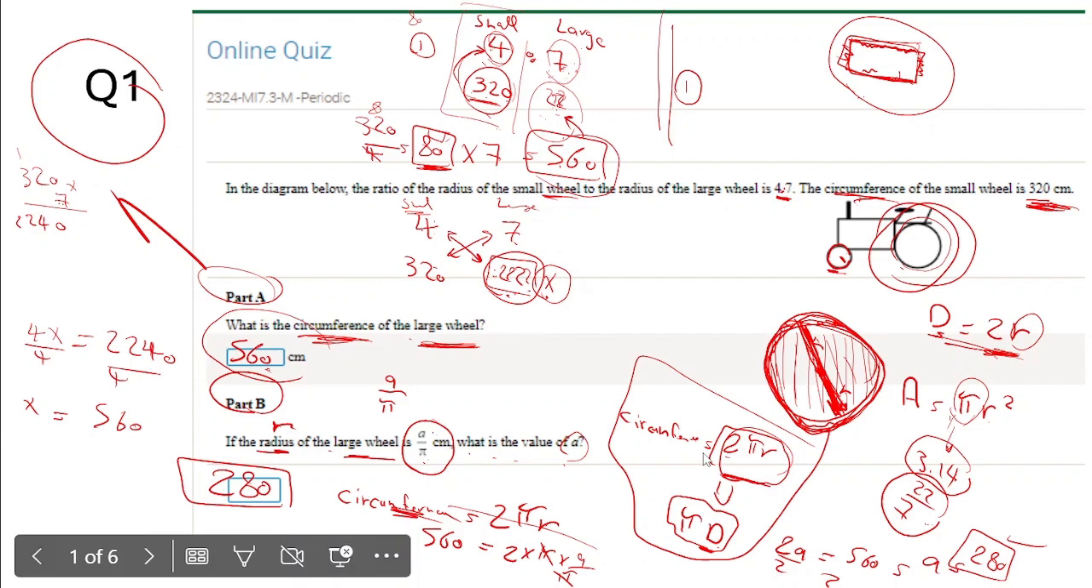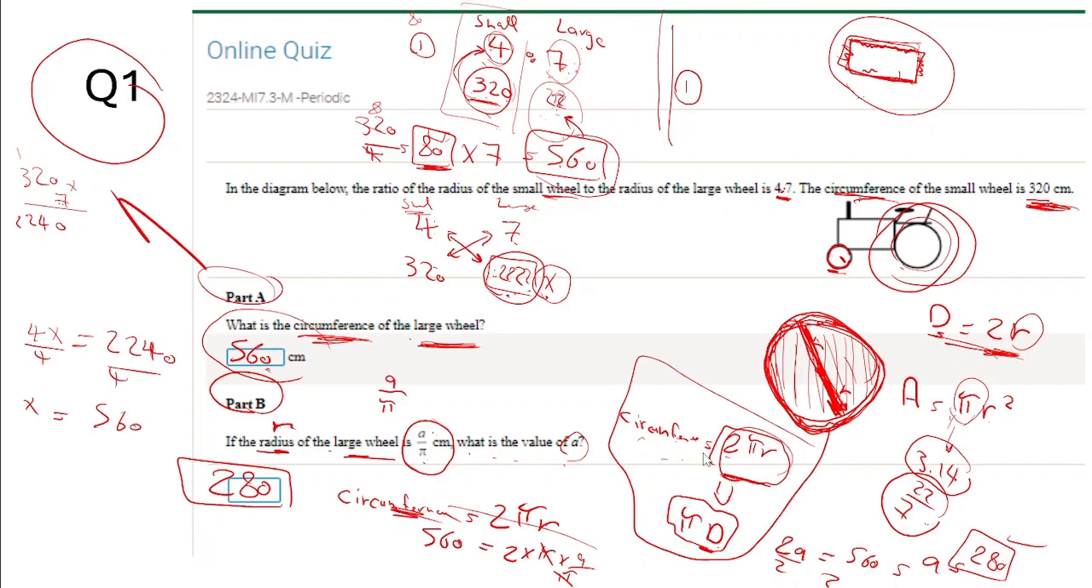Okay. If I know the equations, if I understand them well, I can answer any question regarding circles. Okay. Now let's move to question number 2.